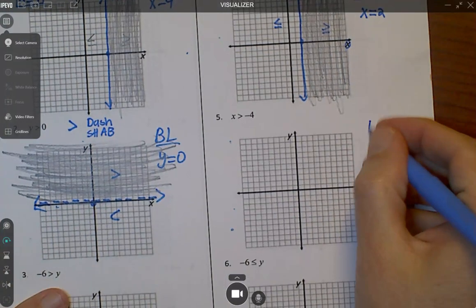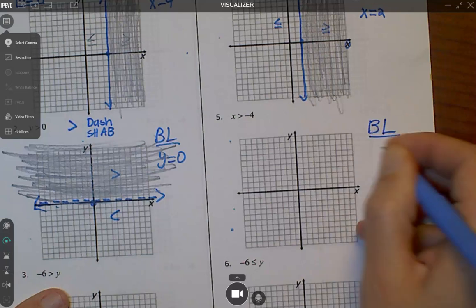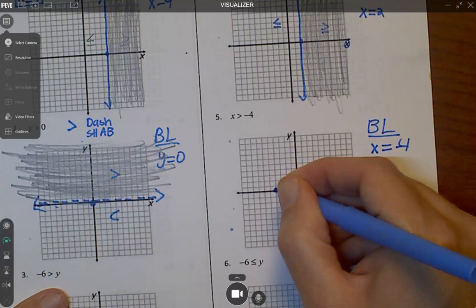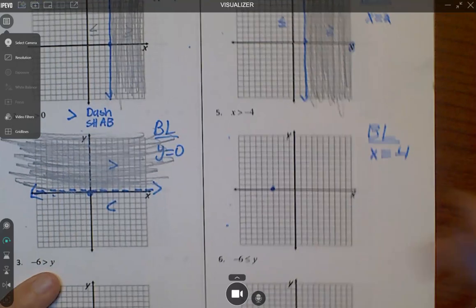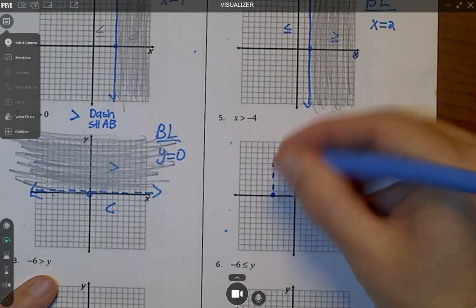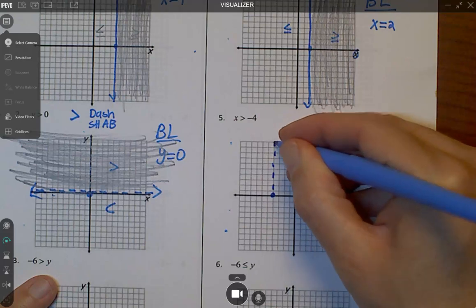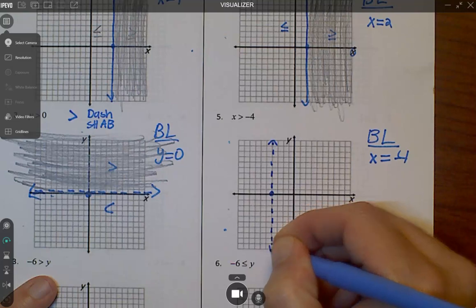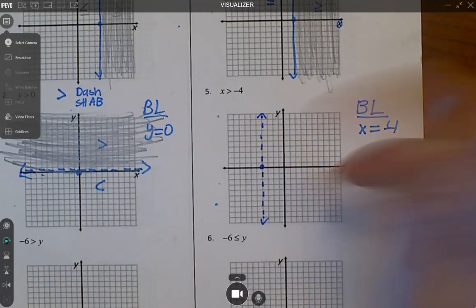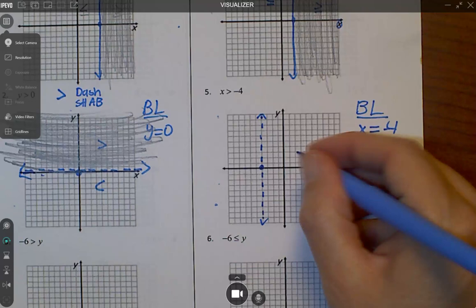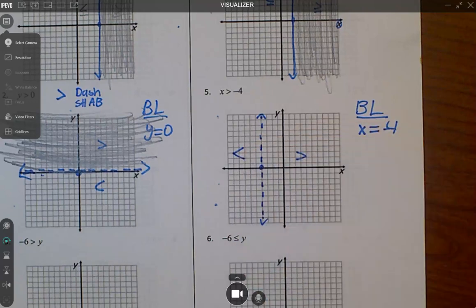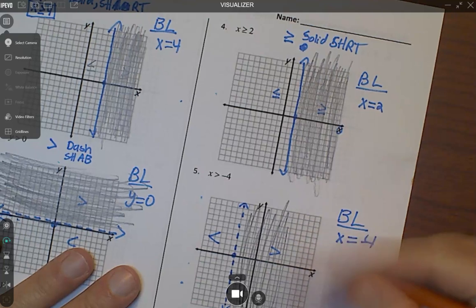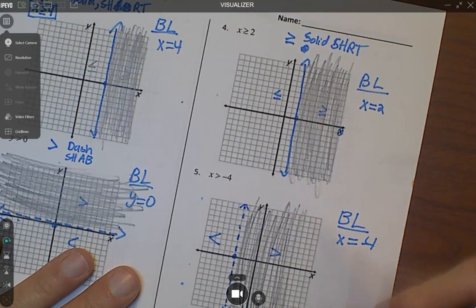Okay, so boundary line. So go find negative 4 on the x-axis. Okay, we're going to go dash because it's greater than. Okay, now we need ordered pairs whose x's are bigger than negative 4. So that'd be over here. Less than's left. So you want to shade in the way where the x's are bigger than negative 4.